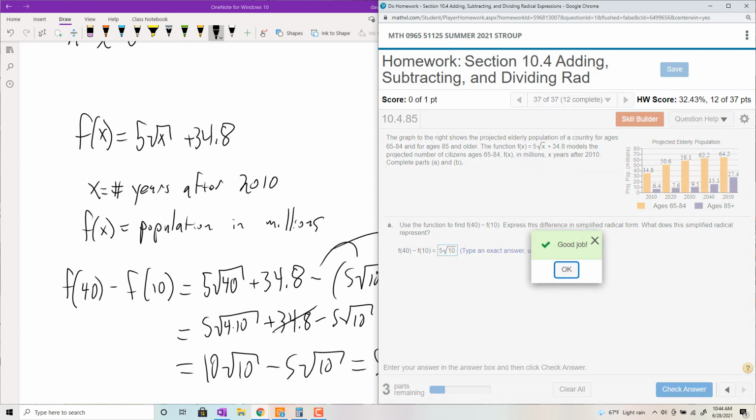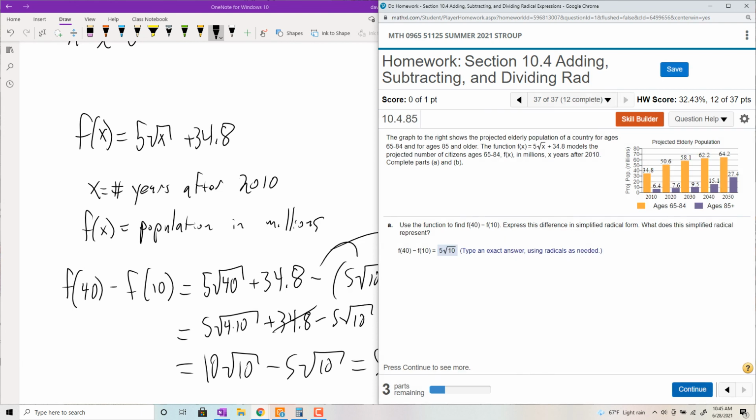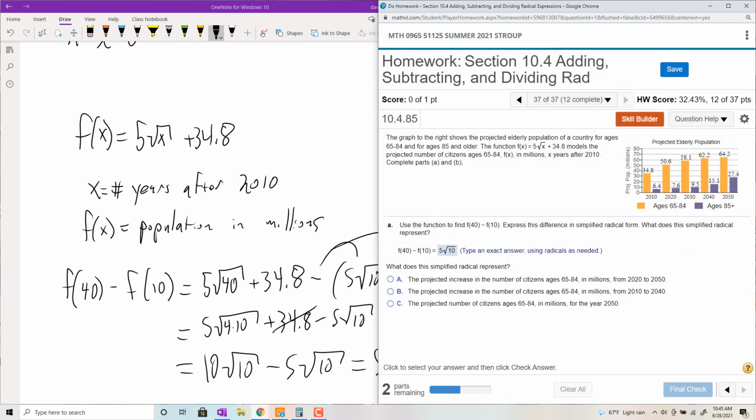Let's see what they say. Yay. Next, continue. Yeah, it's the increase going from 2020 to 2050. So it's the number of years after 2010. So f of 40 is the population in 2050, and f of 10 is the population in 2020.